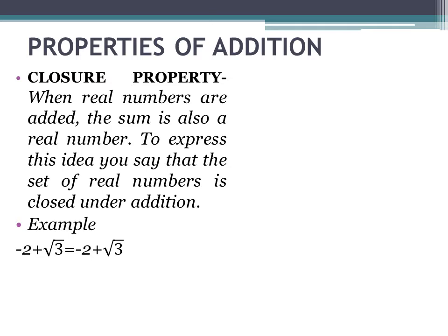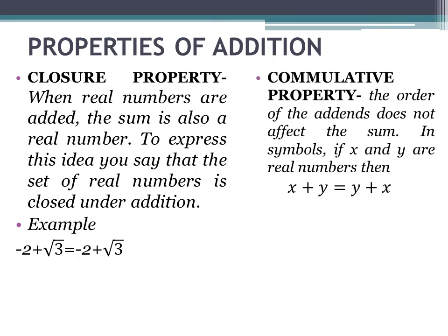As you can see in our example and in the definition, when real numbers are added, the sum is also a real number. So whatever you add to a real number, the answer is still a real number. That is the closure property. Let's proceed with the commutative property. The order of the addends does not affect the sum.